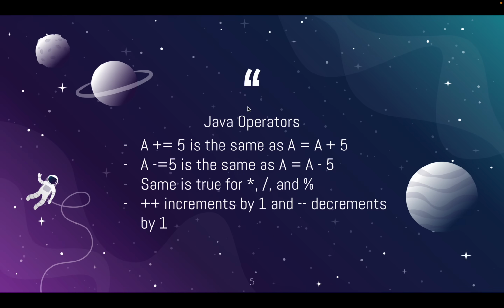So Java operators. Here are a few operators that you can use. Let's say there's a variable named a. You can use a += 5. The AP exam might display this, plus equals 5, and that just means you add 5. It's the same with minus, multiplication, division, and mod. You can do a++, that increments by 1, and a-- decrements by 1.